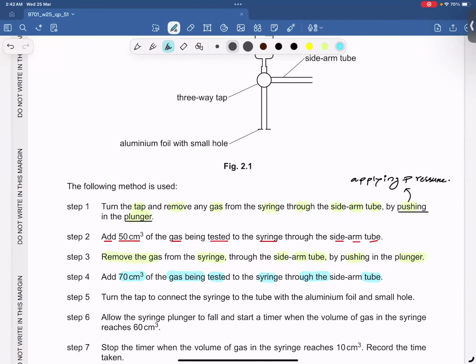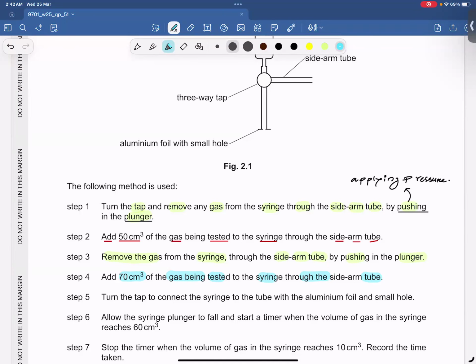So first of all, the examiner has introduced 50 cm cube into the syringe. Then later on, he has removed that gas from the syringe. And then again, he's adding 70 cm cube so that we can perform the experiment.